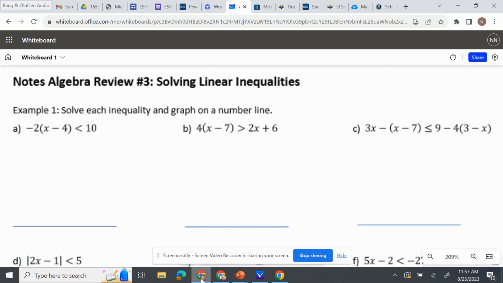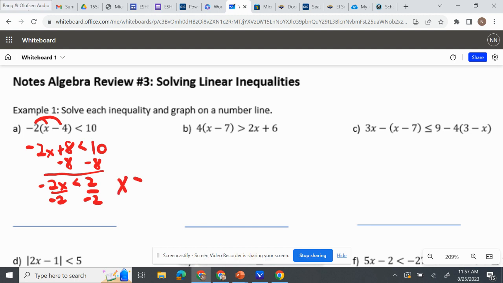So for letter A, we're going to distribute the -2 to each of the terms, and that gives me -2x plus 8 is less than 10. Then I'm going to subtract the 8, and that gives me -2x is less than 2. So when I divide by -2, what I'm going to get is x is greater than -1. Now notice that I switched the inequality.